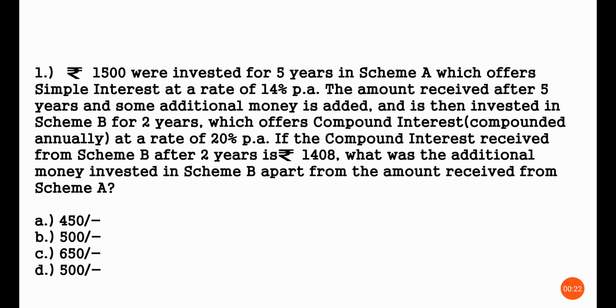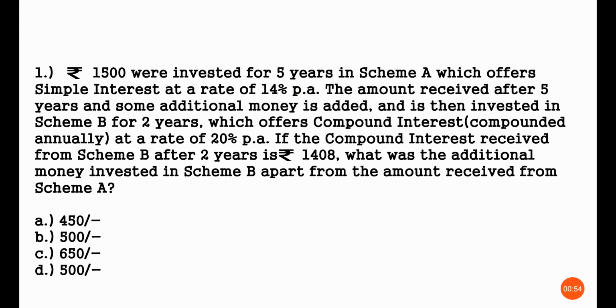An amount of 1500 rupees was invested for 5 years in scheme A, which offers simple interest at a rate of 14% per annum. The amount received after 5 years and some additional money is added and is then invested in scheme B for 2 years, which offers compound interest at a rate of 20% per annum. If the compound interest received from scheme B after 2 years is 1408 rupees, what was the additional money invested in scheme B apart from the amount received from scheme A?